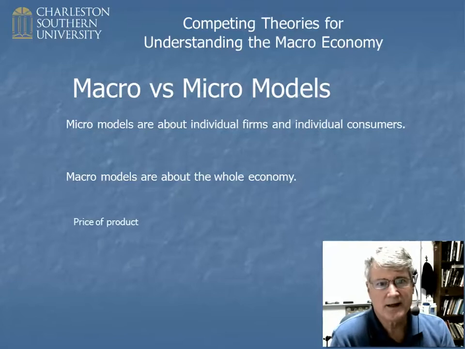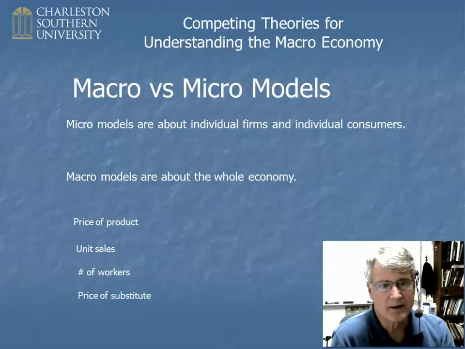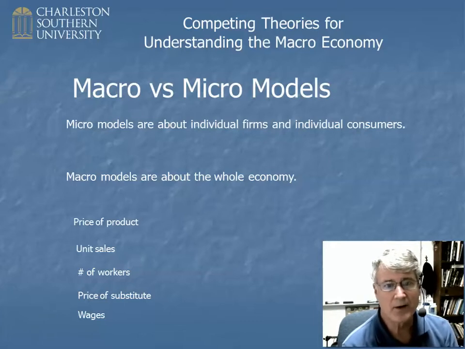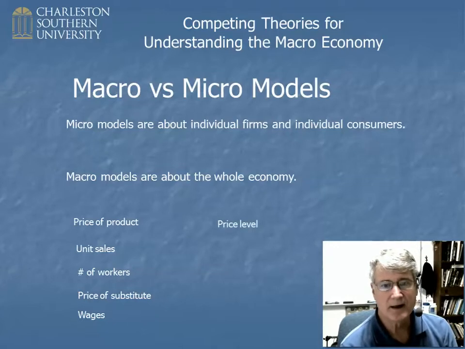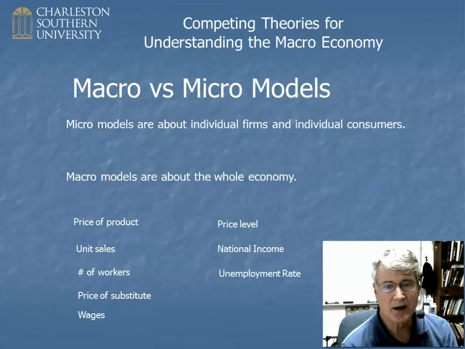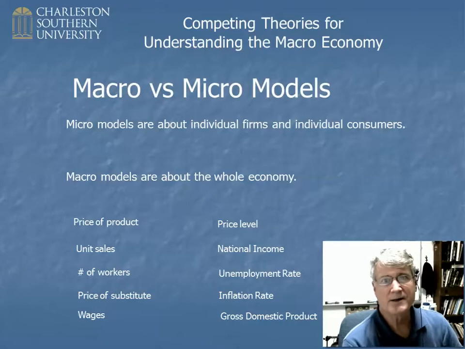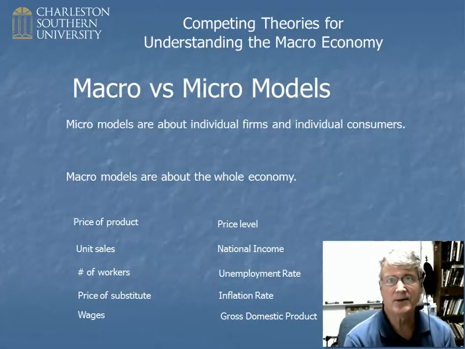So here's a list of variables that you would have seen in a micro class. The price of the product, unit sales, number of workers, price of substitutes, wages, all microeconomic variables. And then these, the general price level, national income, the unemployment rate, the inflation rate, and gross domestic product would all be variables that you would see in a macro class. So it's easy to get these mixed up, and I've seen students do it this way.